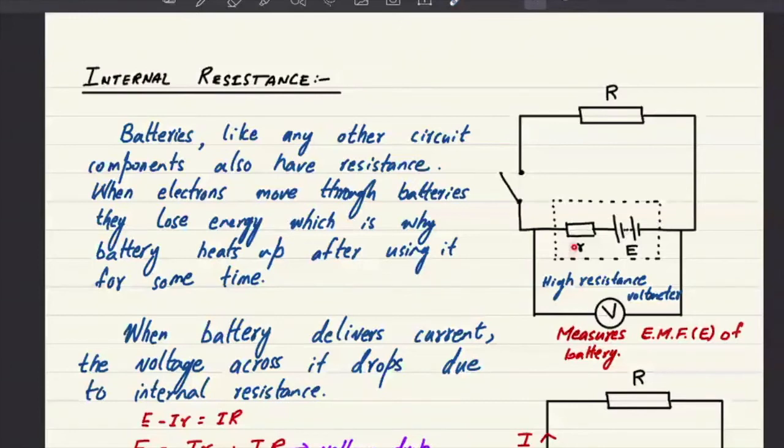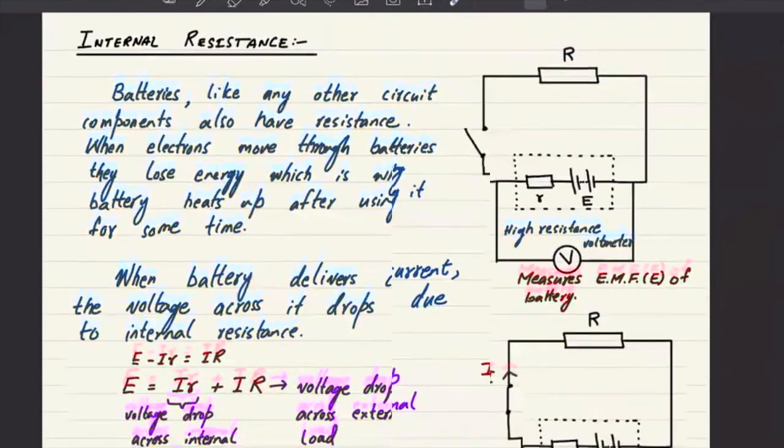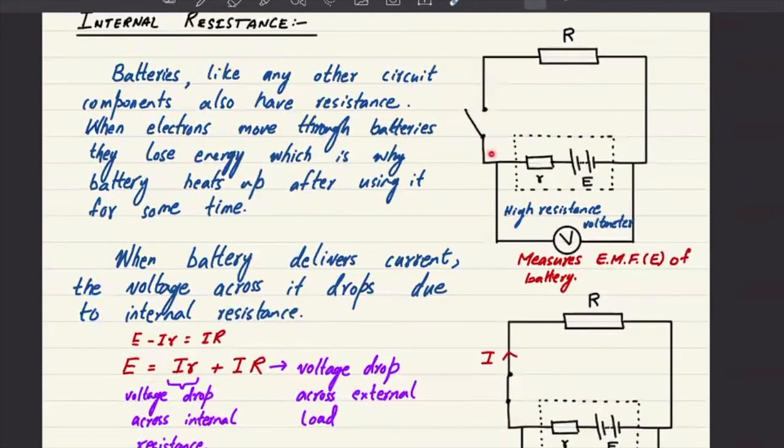Because if there is an internal resistance, a drop would occur across that internal resistance, and that drop would only occur if current flows. If you look at these two diagrams, over here the switch is open and there's no current flowing. Since there's no current flowing, there will be no drop across the internal resistance. But when you close the switch and the current starts flowing, the drop across the internal resistance occurs. So across the battery, you have two types of voltages.